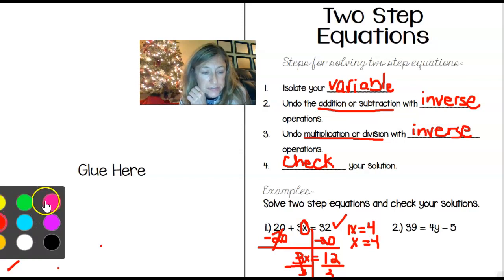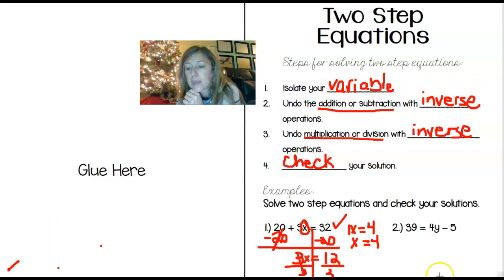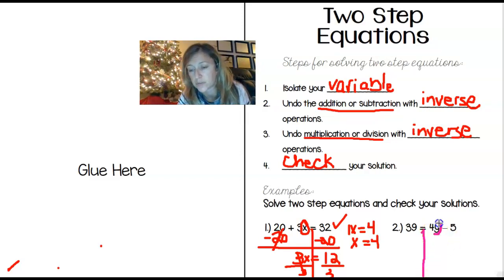I'm going to change colors here. Let's do hot pink. Notice on this one, the variable is on the right side. That doesn't matter. It shouldn't change anything. But if you are uncomfortable with it being on the right side, you can just swap both sides. I'm not going to. I'm perfectly comfortable with it. I'm going to draw the line down. I'm going to circle the variable.